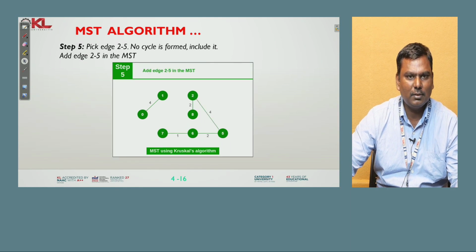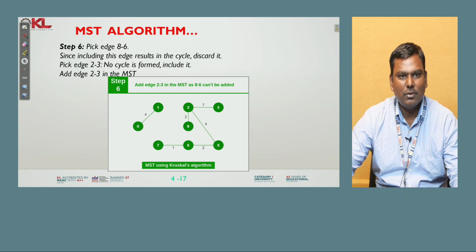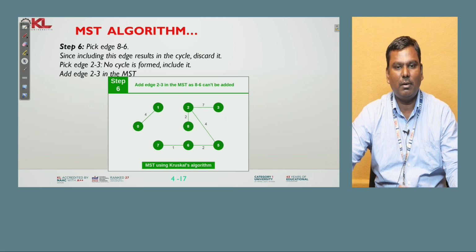So next we will construct 2 to 5. The edge 2 to 5 is connected, and the cost is 4. Again we will connect 8 to 6, pick 8 to 6. Since including this edge results in a cycle, discard it. Then pick 2 to 3. No cycle is formed, so include 2 to 3 in the minimum cost spanning tree.